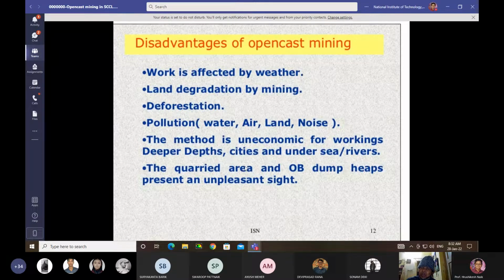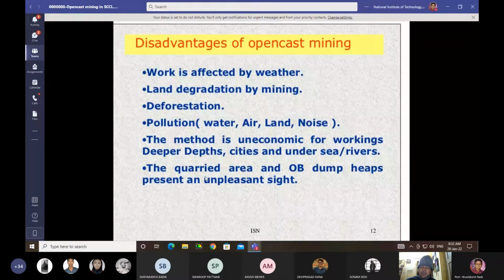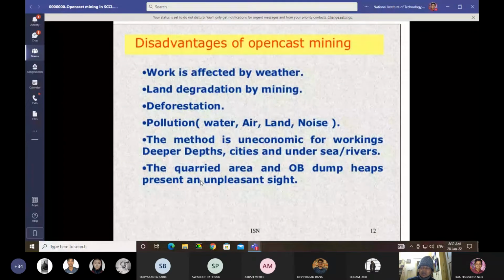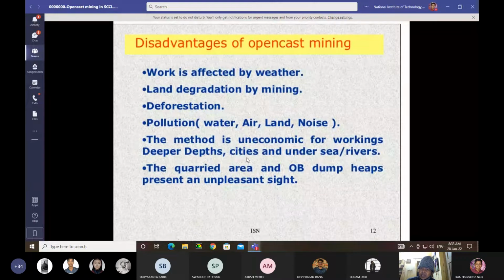And if the mineral is lying below a city or under the sea or a river, you cannot go for open cast mining. And the quarried area after the mining and the overburden dump heaps present an unpleasant sight. The quarried area after mining is done and the overburden dumps which you have dumped as heaps will create an unpleasant sight. So these are the disadvantages of the open cast mining method. There are many advantages, and these are some of the disadvantages of open cast mining.